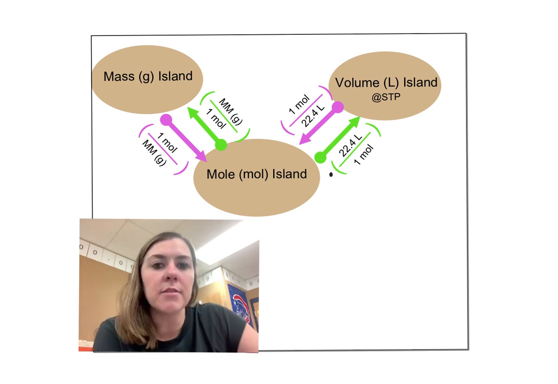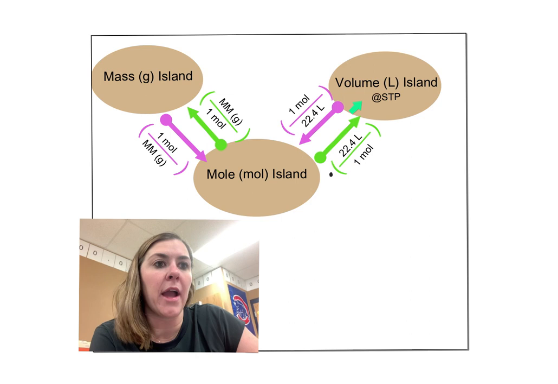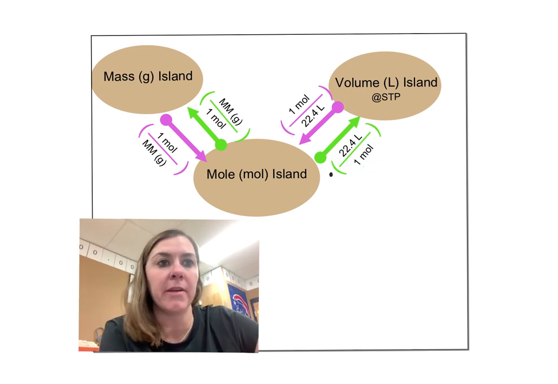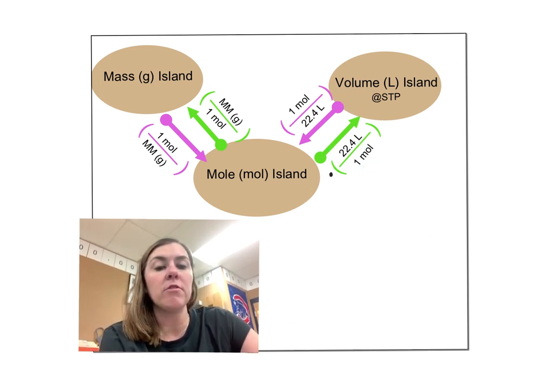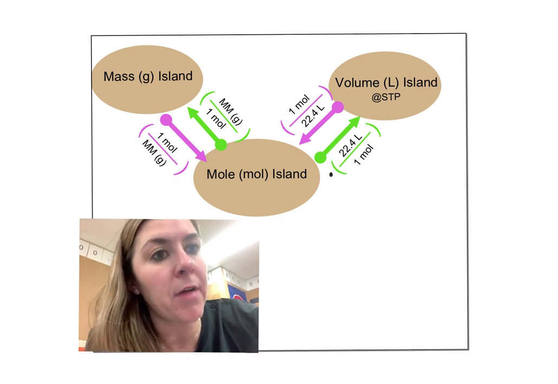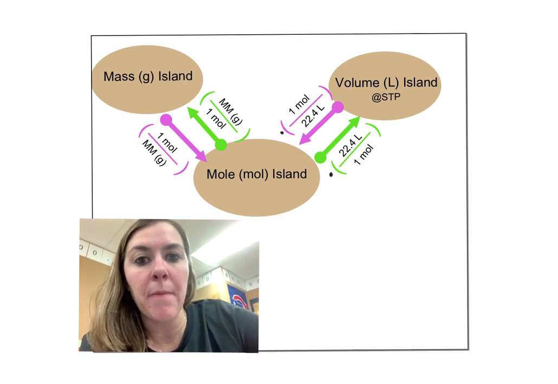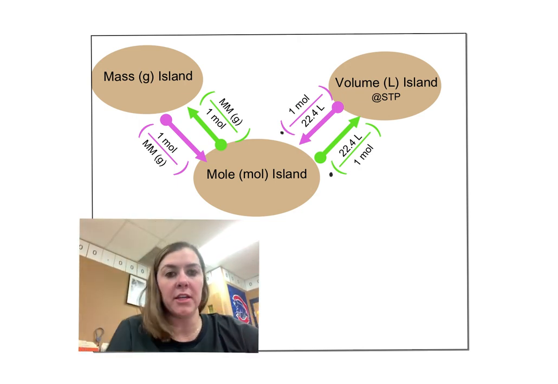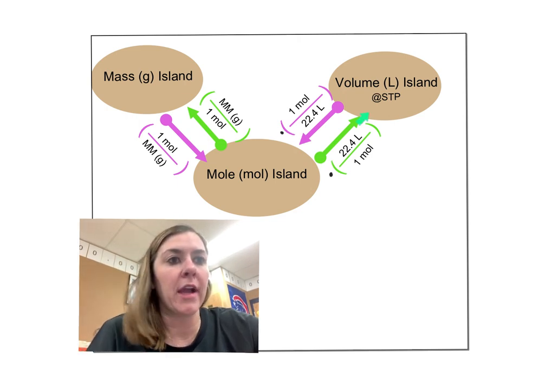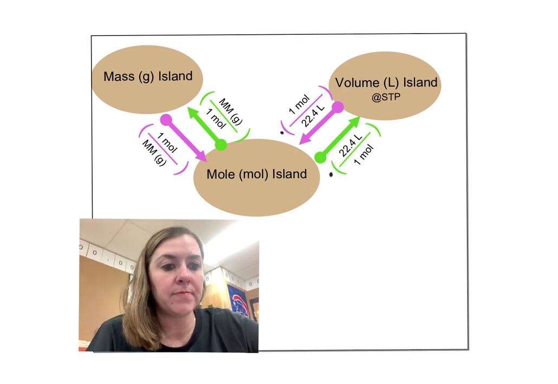So in this case, it doesn't matter what the molar mass is. If we're just going back and forth, we're always going to use the number 22.4. If I give you liters, we are going to multiply those given liters by the bunk beds that are 1 mole over 22.4. So that's how we go back and forth from volume island.